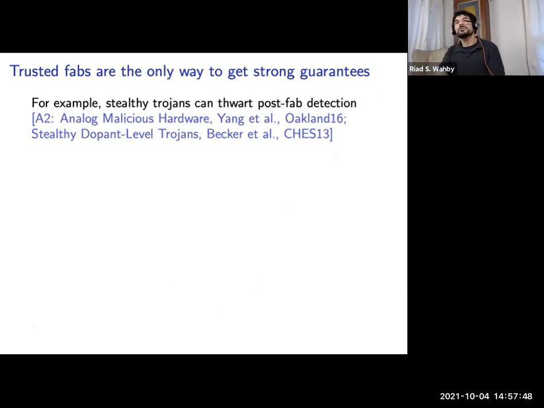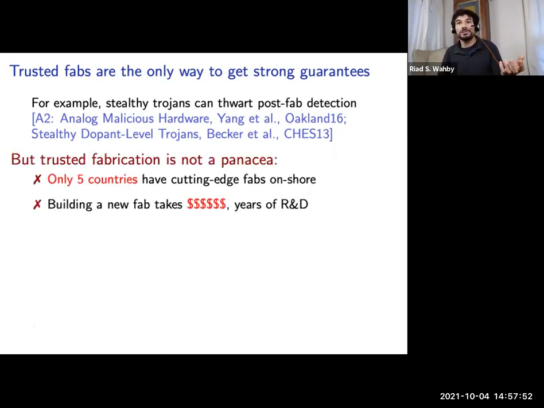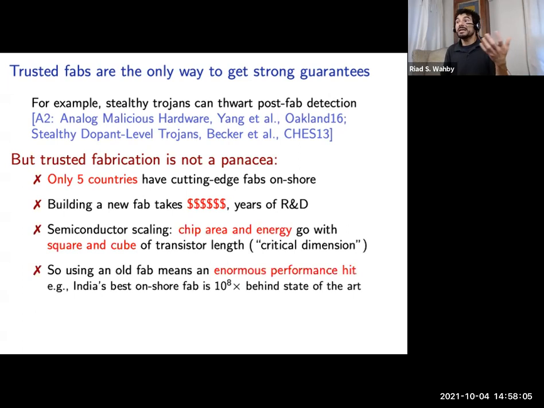But on the other hand, trusting the fab doesn't always solve our problem either, because there are only a few countries in the world that actually have cutting edge fabs onshore. If I want to build a new cutting edge fab to build my chips, I have to spend billions of dollars and years of development. Or maybe I would say, well, I don't need the latest fab, I can use an older fab. But then I have to pay huge penalties because of the physics of transistor scaling. If I use a 20-year-old fab, I'm going to pay 8 orders of magnitude in performance compared to something state-of-the-art.